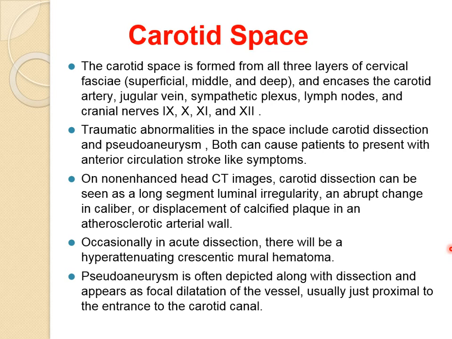The carotid space is involved in traumatic abnormalities such as carotid dissection and pseudoaneurysms. Most cases present with stroke-like symptoms. On enhanced CT, carotid dissection is seen as long segment luminal irregularity or abrupt change in caliber. Displacement of calcified plaque in an atherosclerotic arterial wall can also be seen. In acute dissection, there will be hyperattenuating hematoma in the wall. Pseudoaneurysms are seen as a focal dilation of the vessel, usually just proximal to the entrance of the carotid canal.